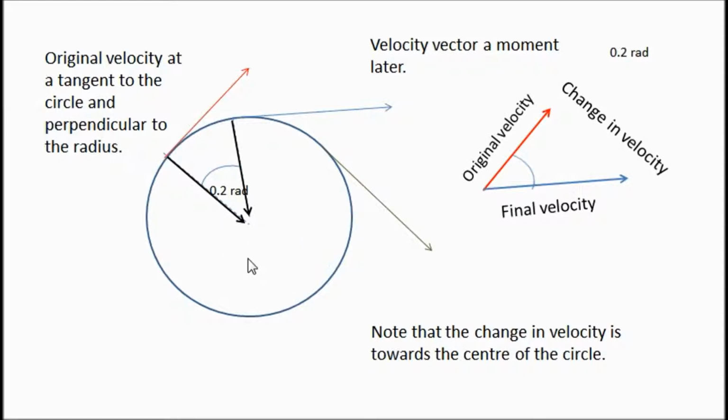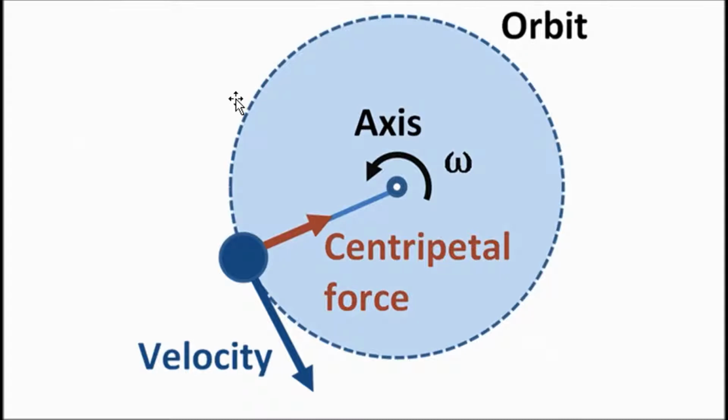So, to summarize, if I want my moon to continue orbiting in this circle, I'm going to have to continually apply a force towards the center. And that force towards the center we call centripetal force. Without it, it would carry on in a straight line. So here we are. Here's our planet going around. Here's our centripetal force pushing in towards the center.